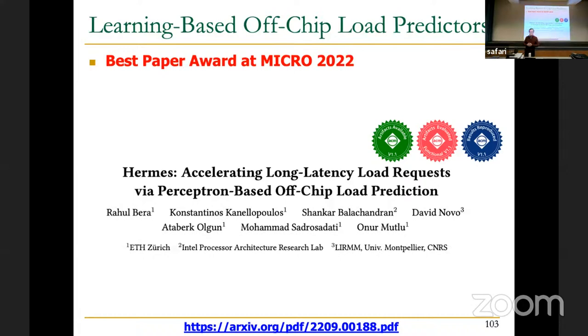Because you already know the address that you want, but you want to get to that address faster by avoiding a lookup in the memory hierarchy if you think that address is going to miss in the hierarchy. That's the idea over here. And for this, there's a perceptron-based off-chip load prediction mechanism. But again, I'm not going to talk about that.